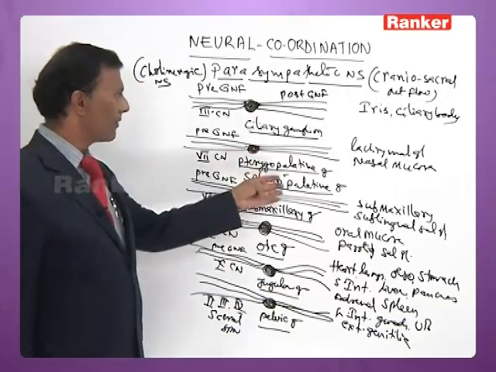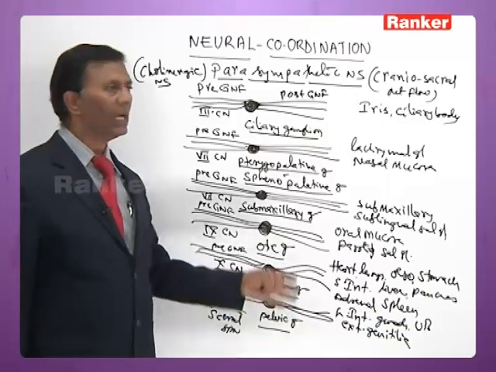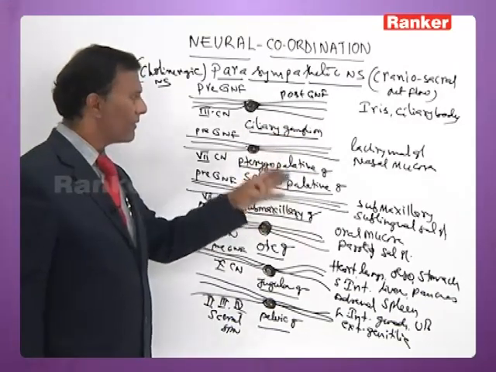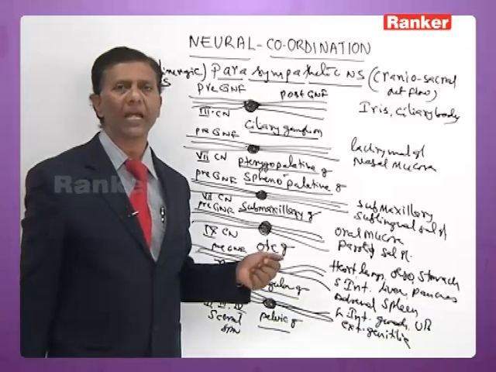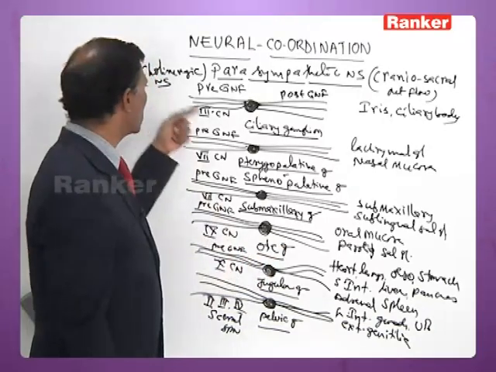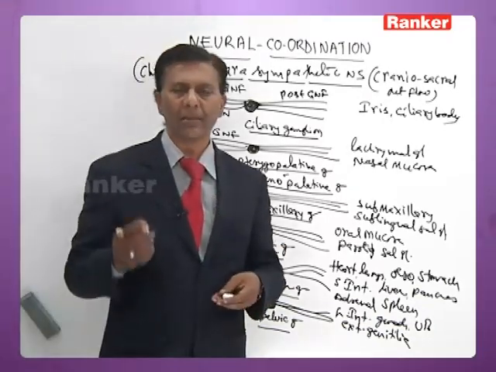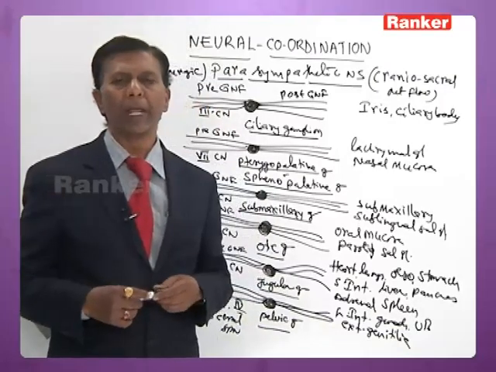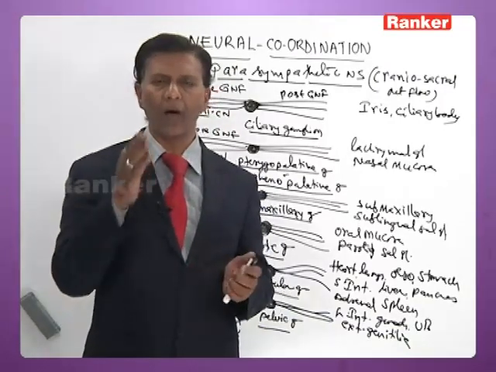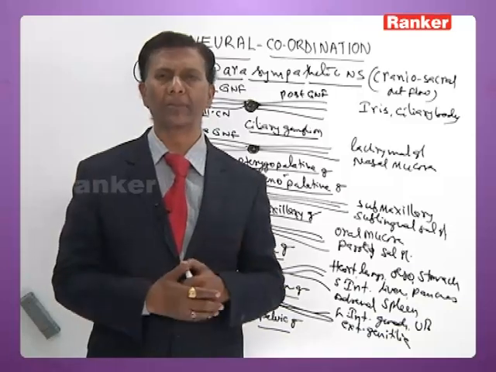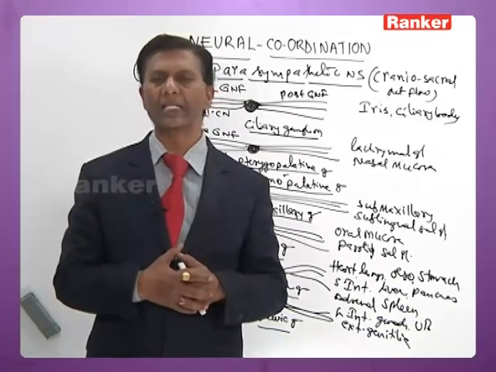And their postganglionic nerve fibers innervate all these organs. They regulate the functioning of all these organs by secreting acetylcholine. That's why it is also called the cholinergic nervous system. As I mentioned earlier, the preganglionic nerve fibers of both the sympathetic system and parasympathetic system secrete acetylcholine.